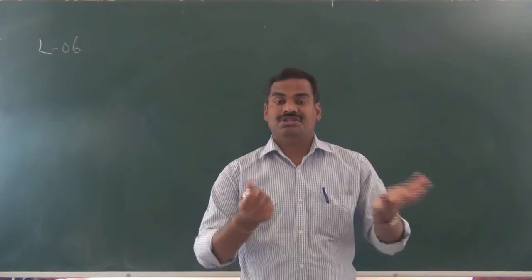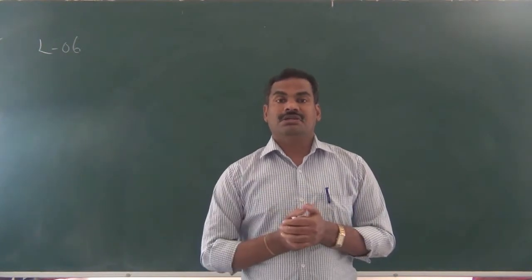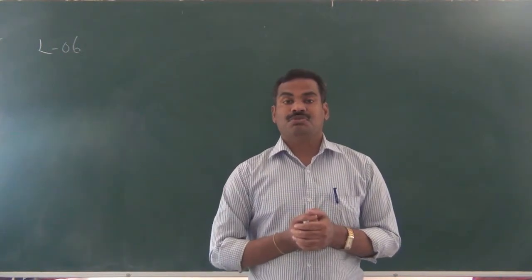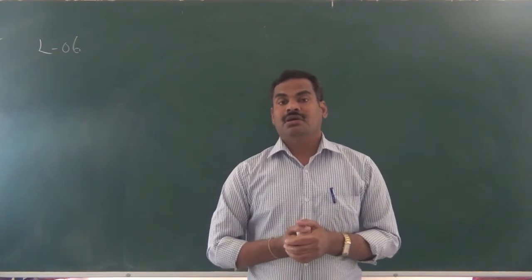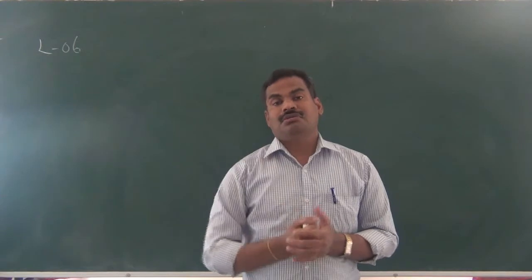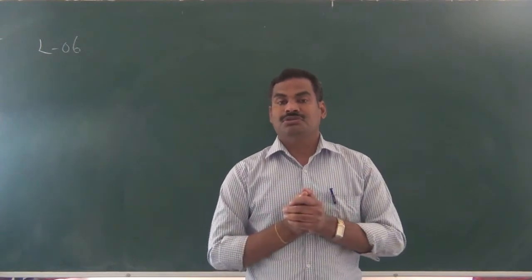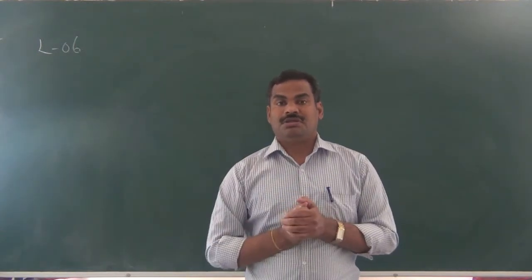And finally, in the n-type semiconductor, we are adding phosphorus or arsenic. But in the p-type semiconductor, we are adding aluminum or boron. This is about the important differences between n-type and p-type semiconductors.